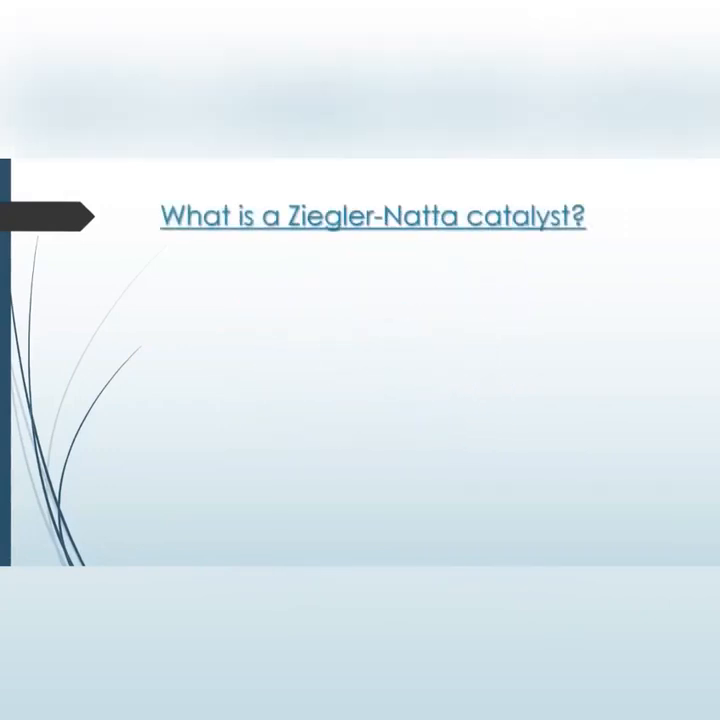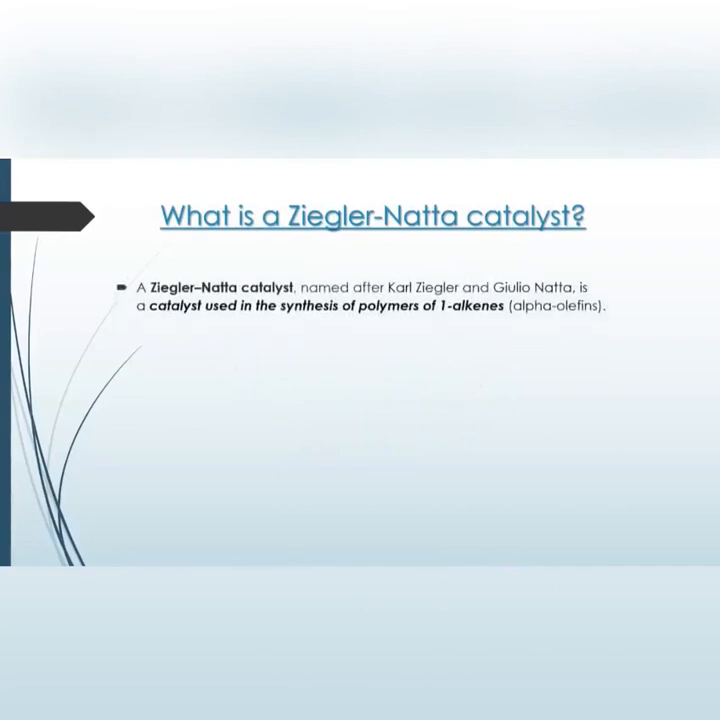Hello, I'm Izzati, and today I'll be giving a brief explanation about the Ziegler-Natta catalyst. So what is a Ziegler-Natta catalyst? A Ziegler-Natta catalyst, named after Carl Ziegler and Giulio Natta, is a catalyst used in the synthesis of polymers of 1-alkenes, also known as alpha-olefins.